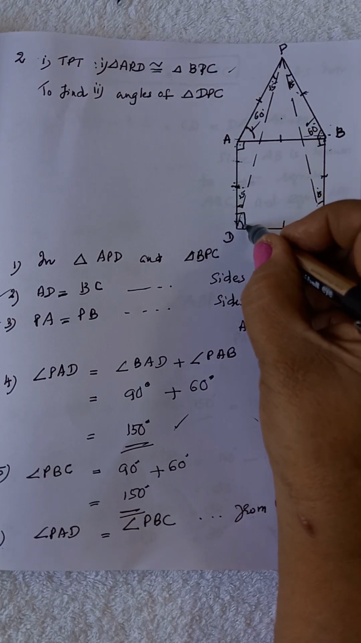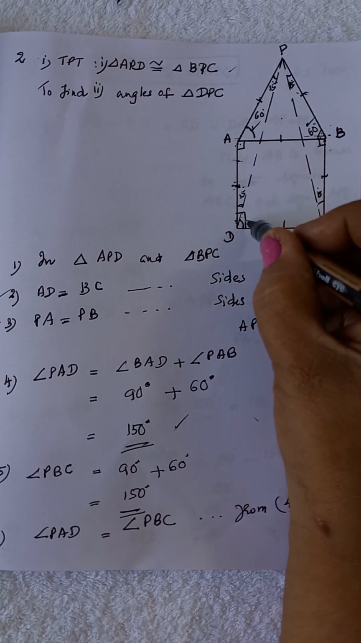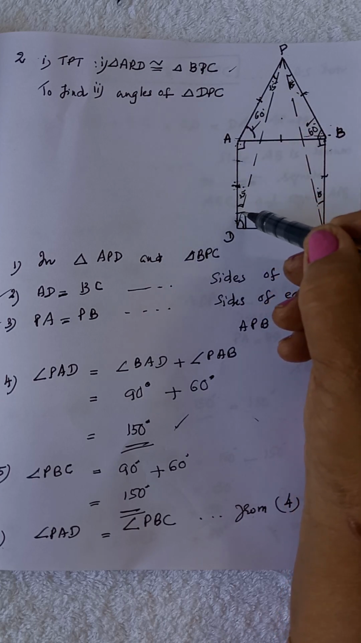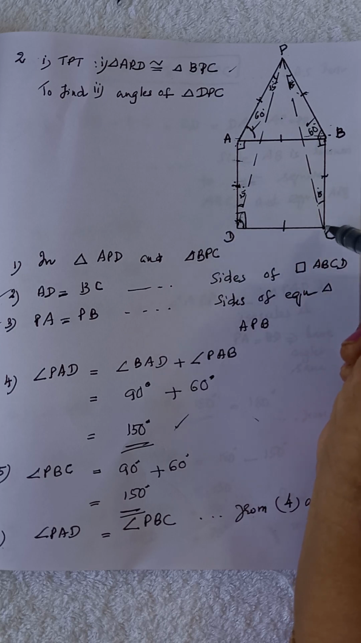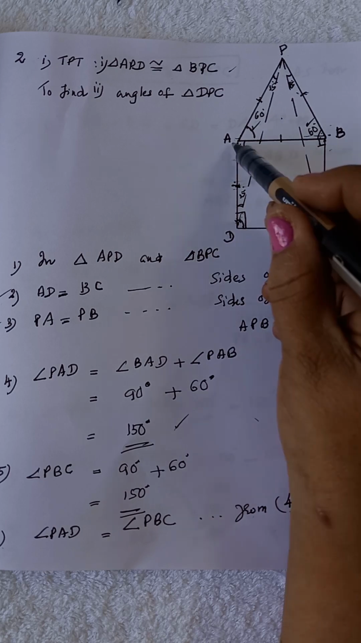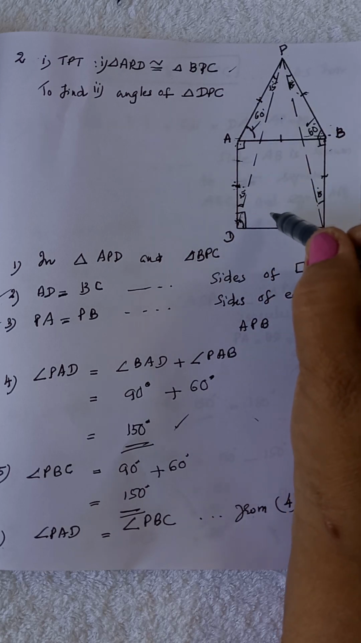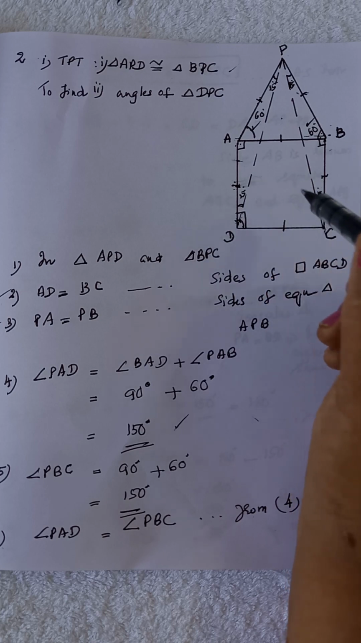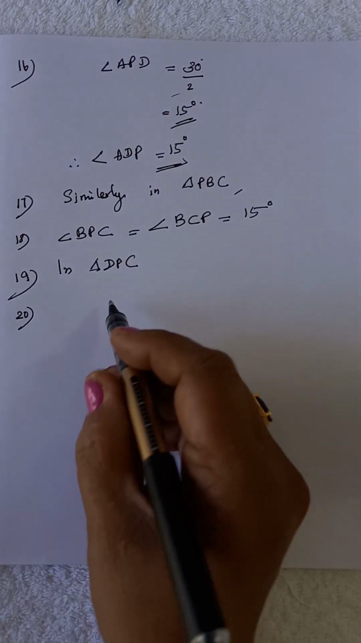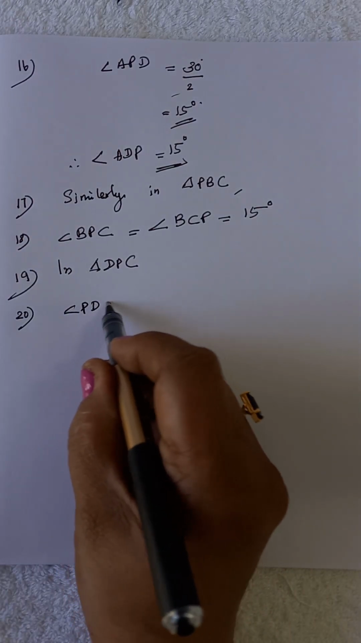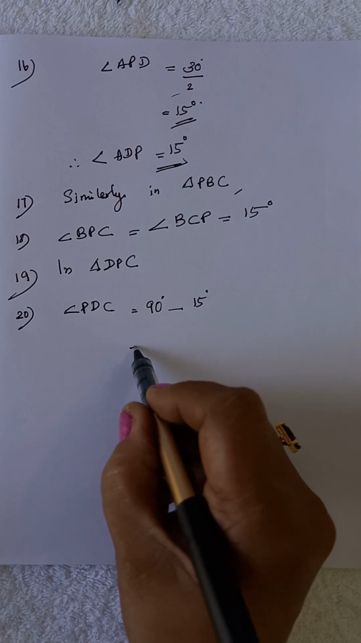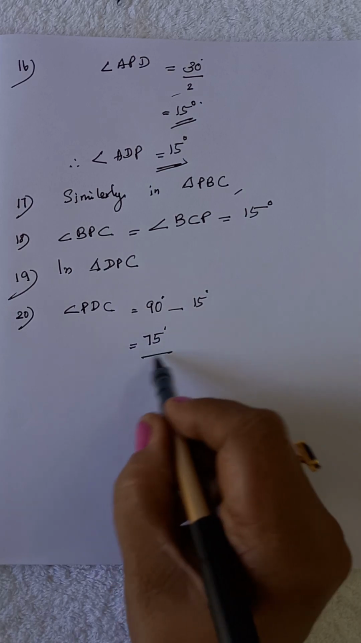We know the total angle, that is ADC as 90 degree, and again we know angle ADP as 15 degree. So what is angle PDC? That is angle ADC minus angle ADP, that is 90 degree minus 15 degree, that is 75 degree. We can write angle PDC is equal to 90 degree minus 15 degree, that is 75 degree.